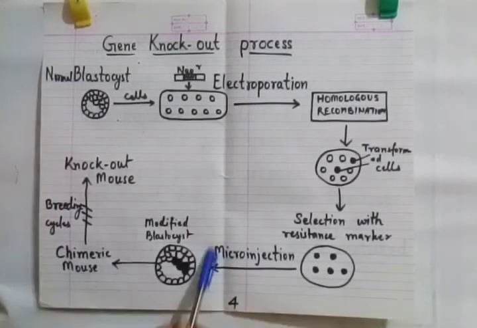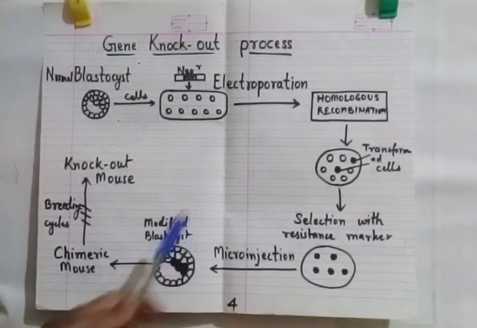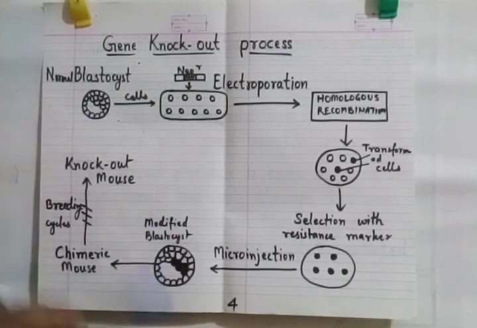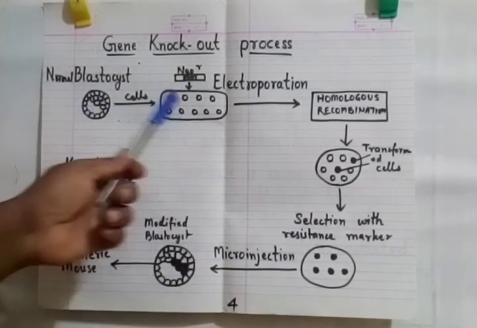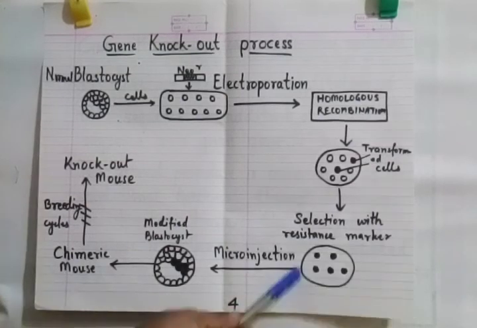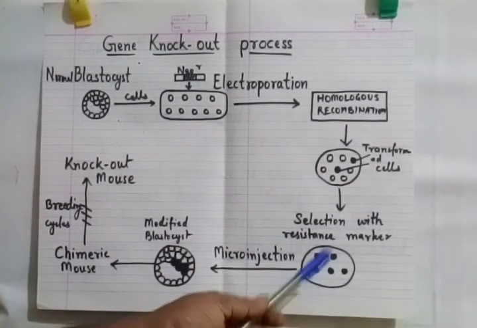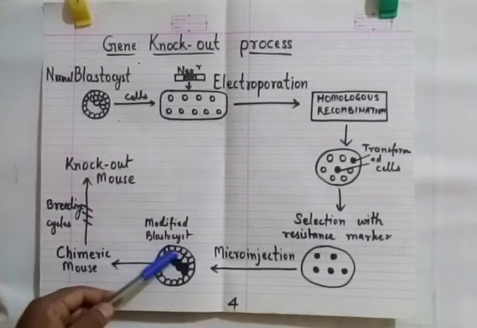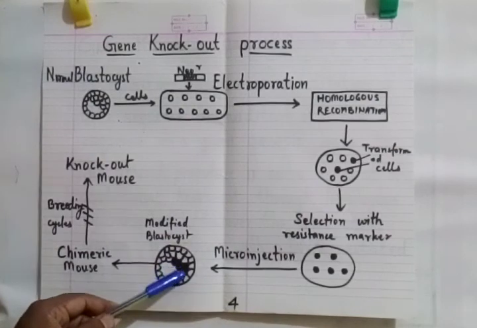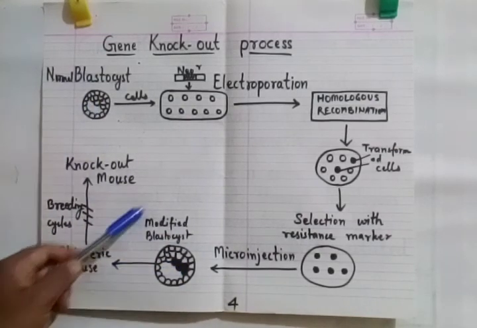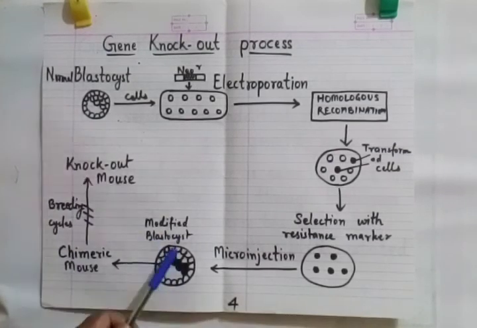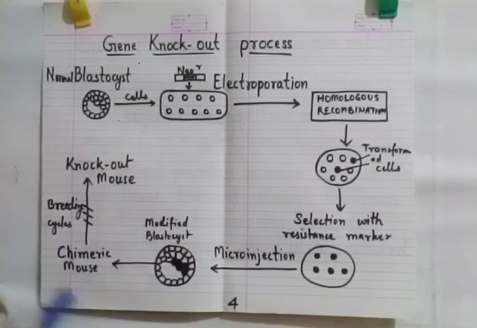I will do microinjection of these cells into a normal blastocyst. I will take another blastocyst, or you can use the same blastocyst from which cells were originally taken, and microinject these new cells which are having neomycin resistance into this blastocyst, and some of these cells will be modified from the original blastocyst. That's why modified blastocyst is written here. Okay, and this modified blastocyst will give rise to a chimeric mouse.